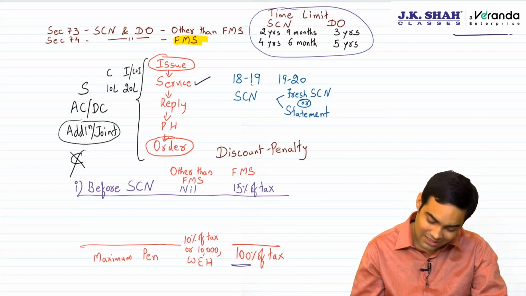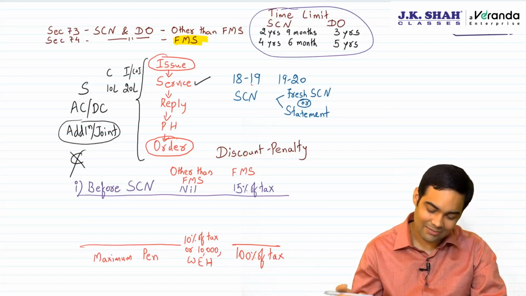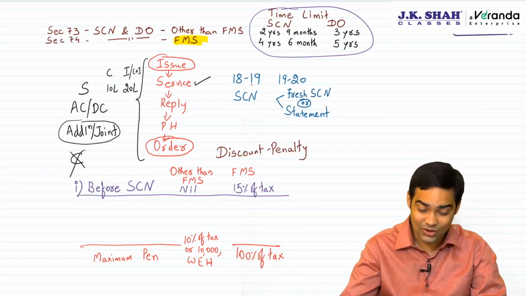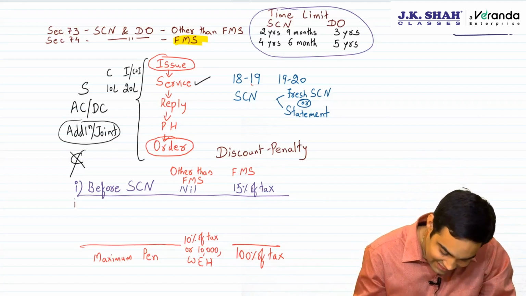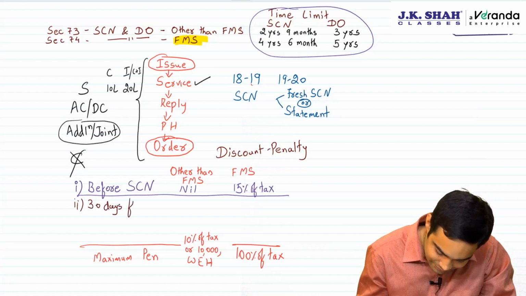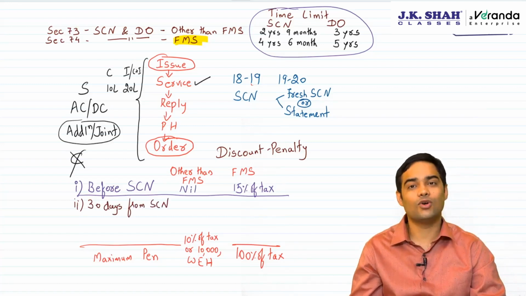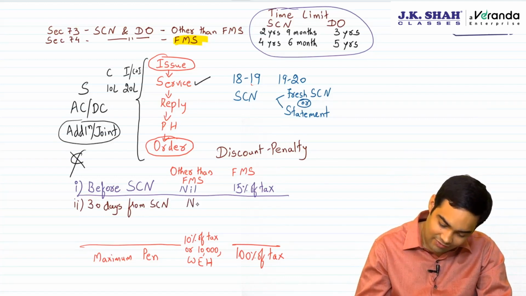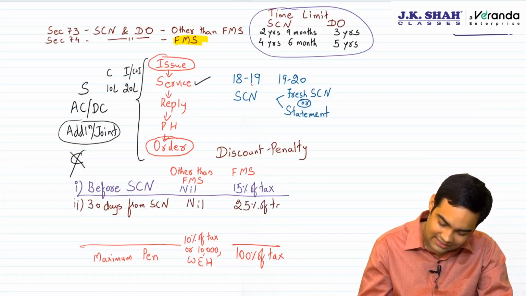What is the maximum penalty? 100. And government is saying pay only 15%. It's a good scheme. Then if you pay within 30 days from service of notice, if you pay, for other than FMS, it's nil. For FMS, it is 25% of the tax amount.